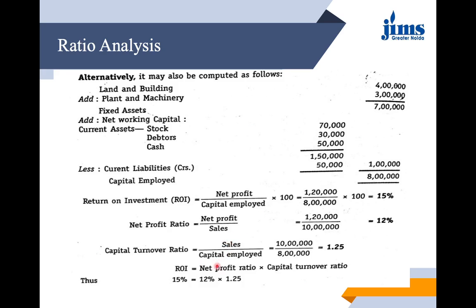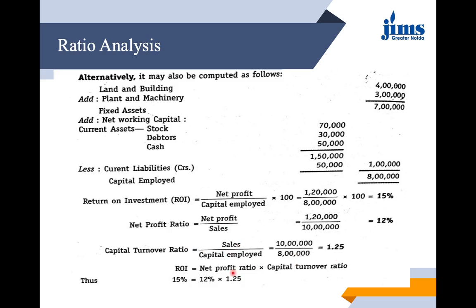You may use this formula to verify it further or to calculate the values. We know very well that ROI can also be calculated by multiplying the net profit ratio with the capital turnover ratio. So let us find the net profit ratio by dividing net profit by net sales into 100; you will obtain 12%. Capital turnover ratio is sales upon capital employed; you will obtain it as 1.25.